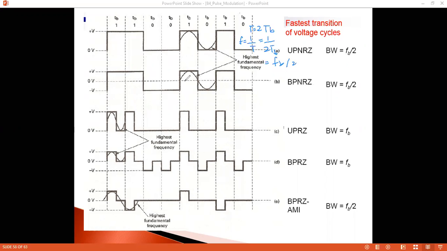For bipolar NRZ, also FB over 2. For unipolar NRZ, the fastest cycle here takes only TB. So the time for the fastest transition is equal to TB. So F equals FB, or bandwidth equals FB. For bipolar RZ, it's FB. Bipolar RZ AMI takes 2 TB, so it's FB over 2.